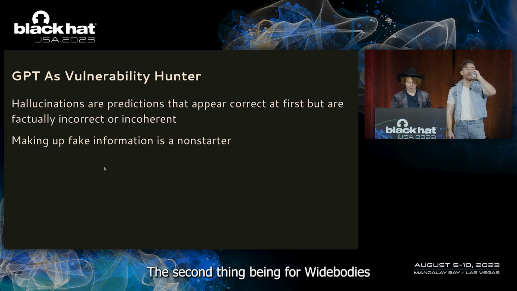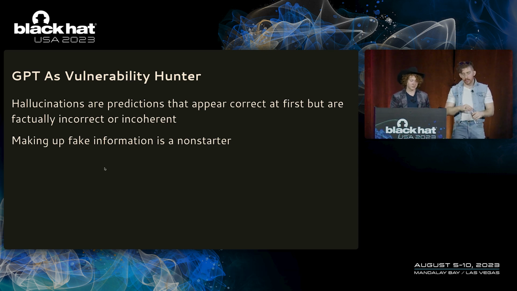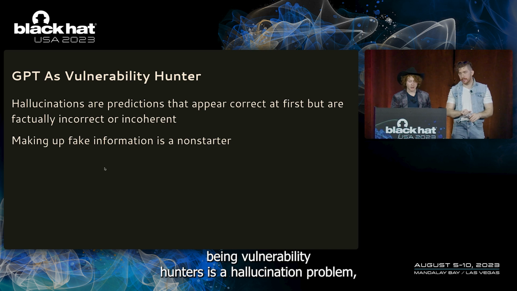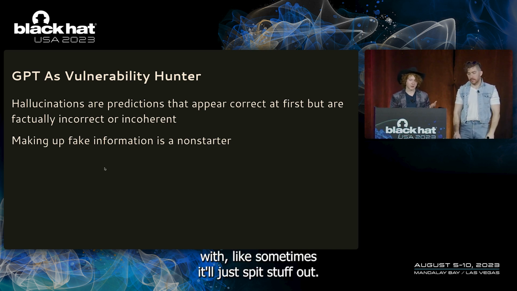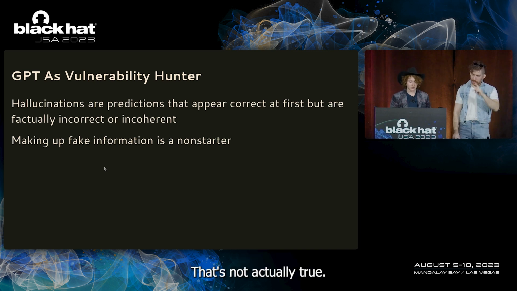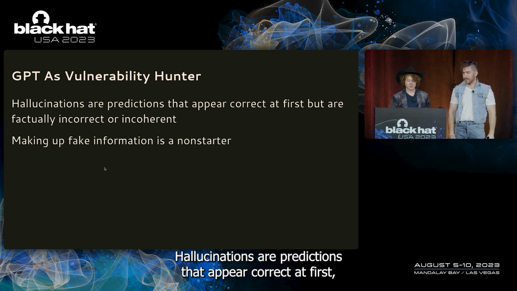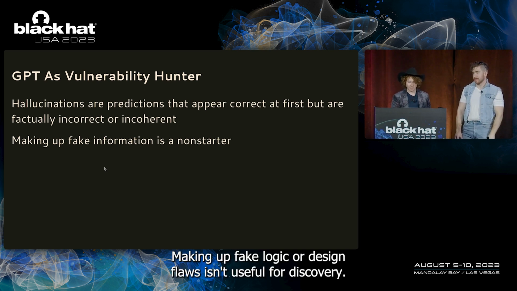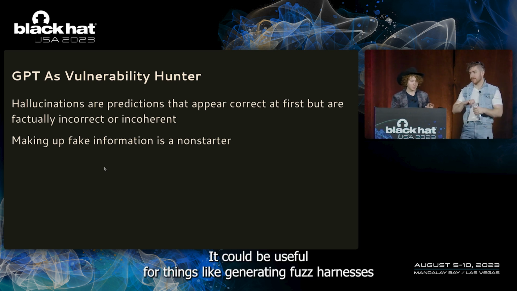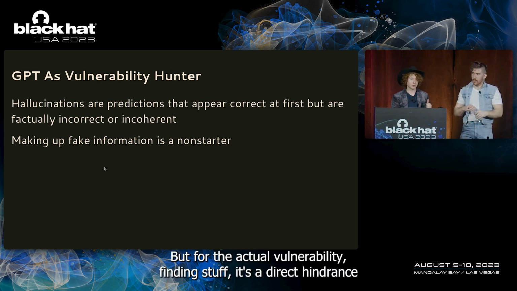The second reason GPTs suck at being vulnerability hunters is the hallucination problem, which, if you've been playing with these models, you're familiar with. Sometimes it'll just spit stuff out that's not actually true. Hallucinations are predictions that appear correct at first, but are factually incorrect or entirely incoherent. Making up fake logic or design flaws isn't useful for vulnerability discovery. It could be useful for things like generating fuzz harnesses, but for the actual vulnerability finding step, it's a direct hindrance.